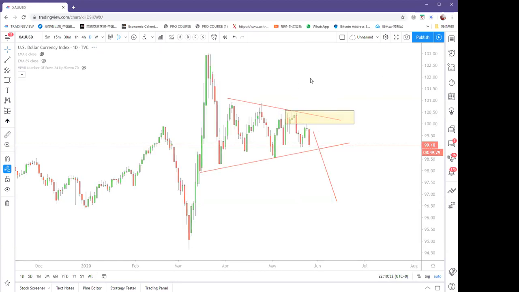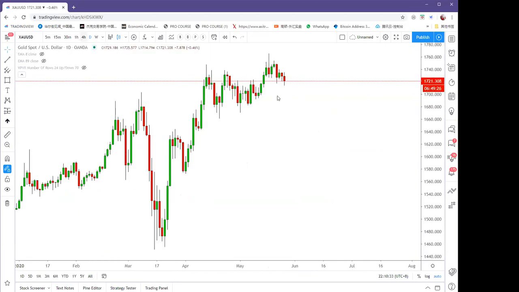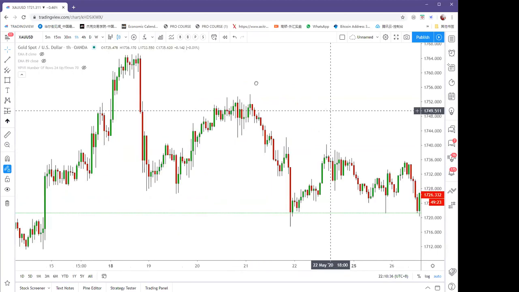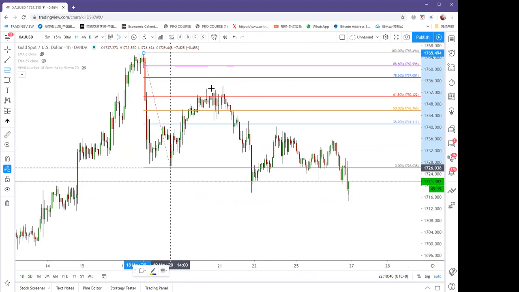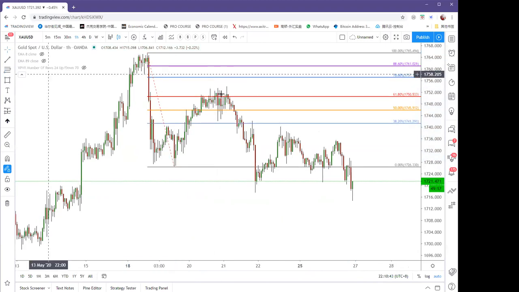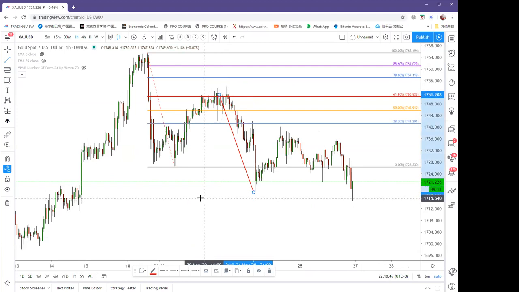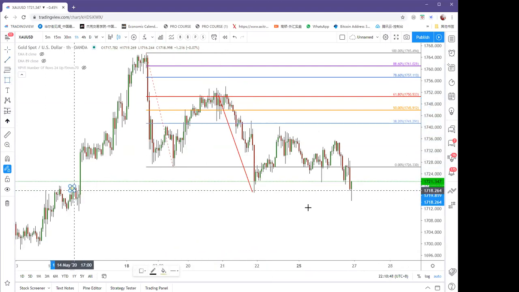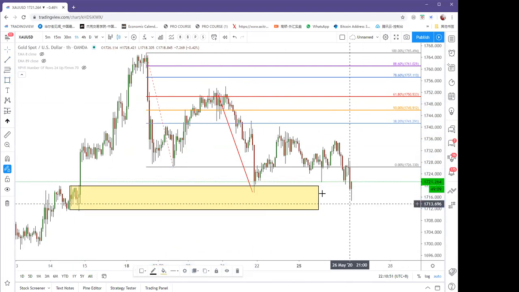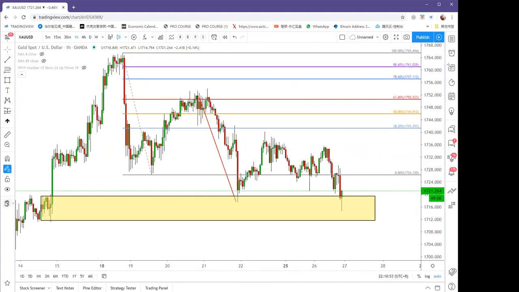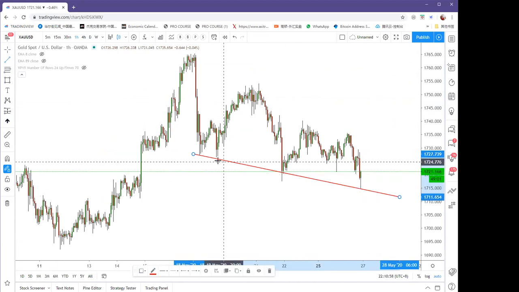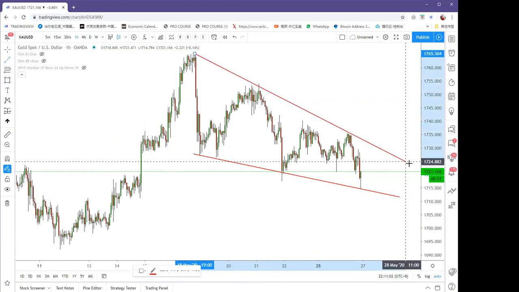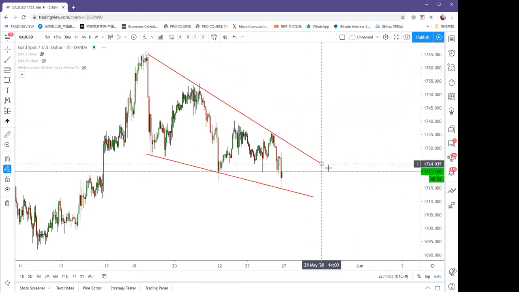Okay, let's go for the gold. Last week I mentioned that gold touched the 618 level, and it's going back to 1720, which is a very good entry for a buy. Now it comes to this level again. In the price action, there is a supporting trend line at the bottom side, and there is also a trend line at the upside.